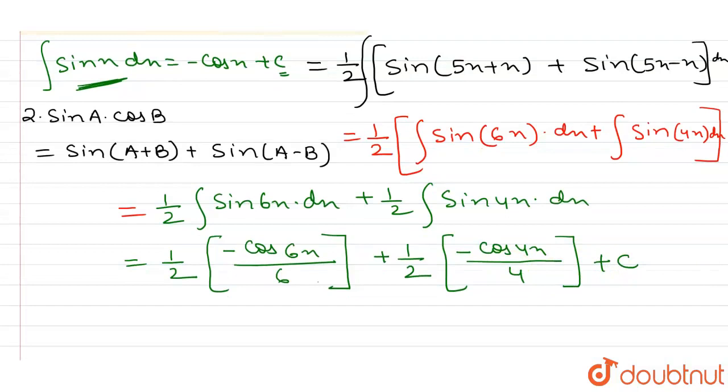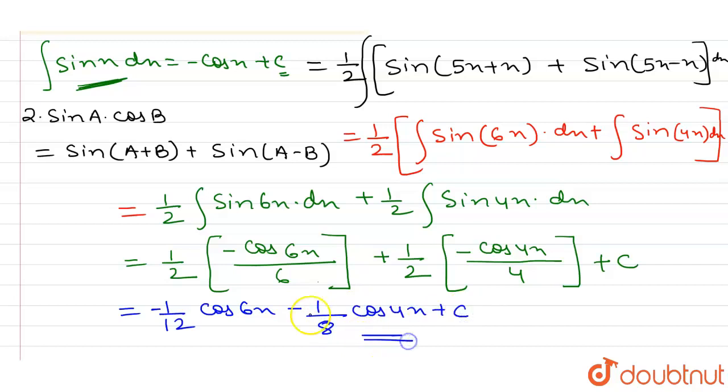So by simplifying it more, I can write minus 1 by 12 cos 6x minus 1 by 8 cos 4x plus c. This is the answer of the given question.